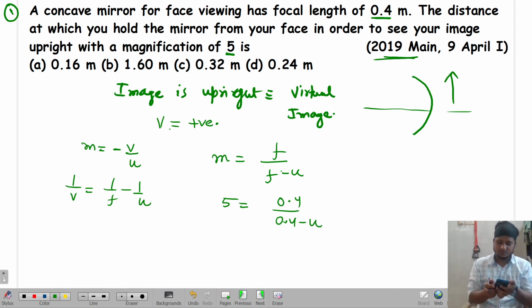Tell me now, is it easy now? Okay, so get the answer. Solve this. What answer is it coming? Because we have to take out the correct answers.